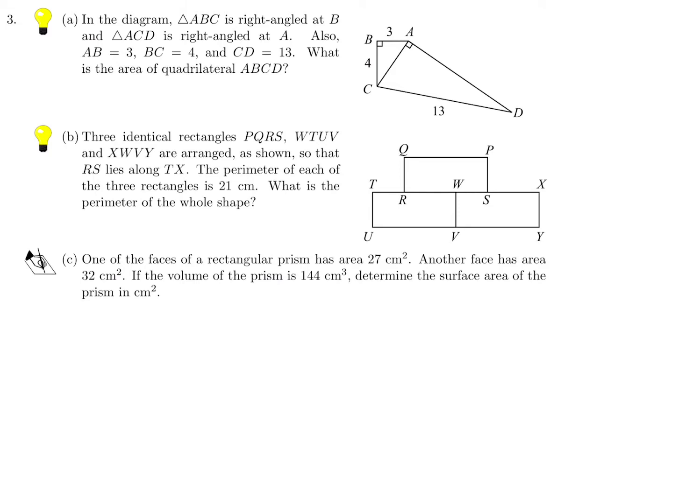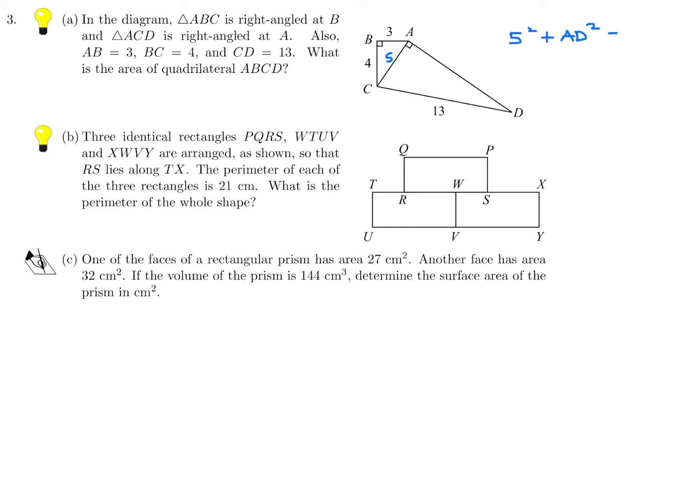In the diagram, triangle ABC is right-angled at B, and triangle ACD is right-angled at A. Also, AB is 3, BC is 4, CD is 13. What is the area of the quadrilateral ABCD? Well, if you're in grade 12, I'm certain you know that's a 3, 4, 5 triangle. You don't even have to do Pythagoras. Most of you probably can do this Pythagorean relationship in your head, but just in case you can't, we'll just put it on the screen.